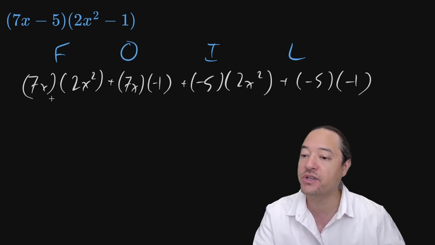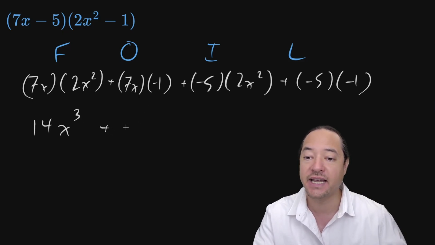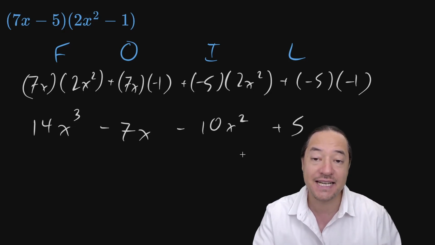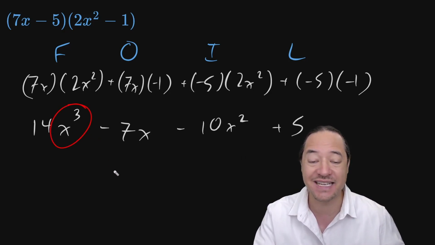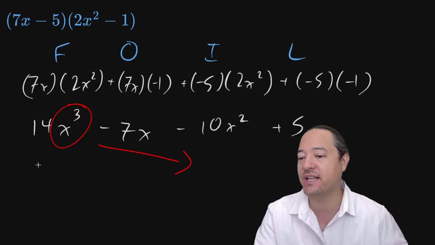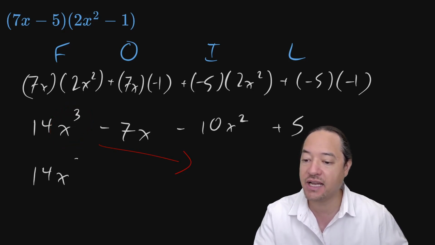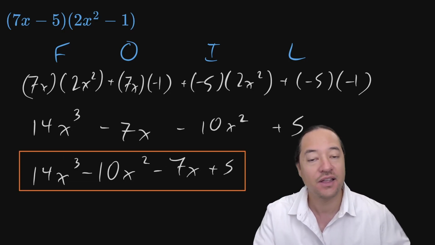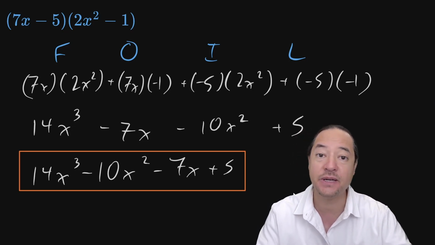So simplifying here, we're going to get 7 times 2 is 14x cubed. We get a negative 7x here. Here we'll get a negative 10x squared, and finally negative 5 times negative 1 will be a positive 5. And let's just write this down in standard form. So we want to start with the highest power and then go down from there, right? So this will be the same as 14x cubed minus 10x squared minus 7x plus 5. There we go. That'll be our final answer for that one. Look at the next one.